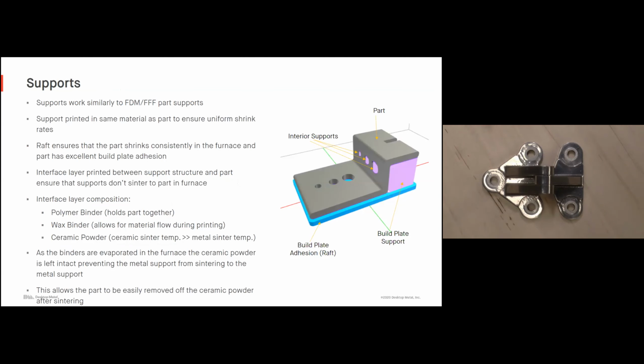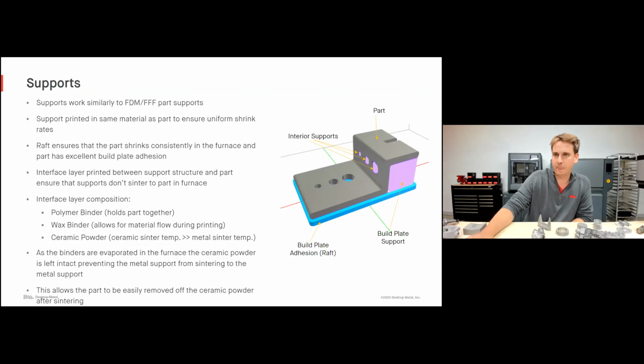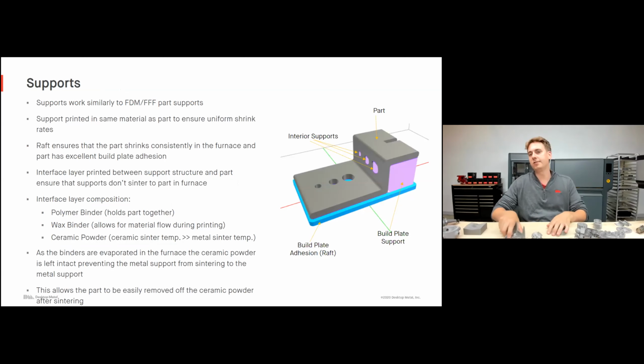So let's start by talking a little bit about supports. Supports work very similarly to how they do in an FDM, FFF part. So same way they would in a plastic application, except it's important to know that these supports are supporting both the printing process as well as the sintering process. Parts do shrink about 20% in the furnace, and they need to be supported during that shrinking process to ensure that they're not warping and that we're achieving critical dimensions.